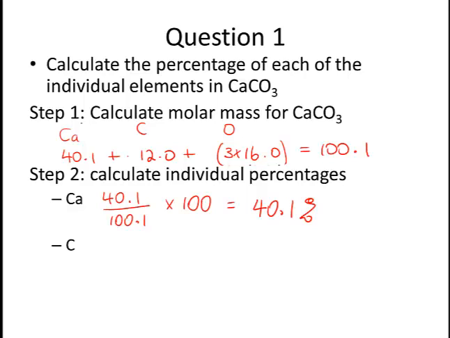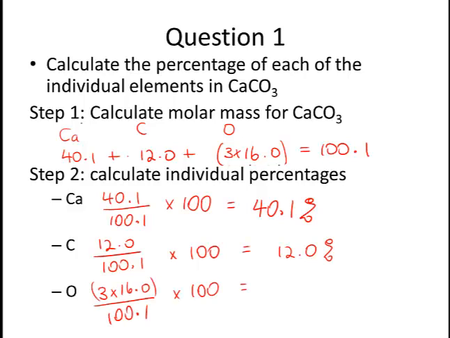Now let's do the calculation for carbon. 12 divided by 100.1 multiplied by 100 will give us 12%. And finally onto oxygen, of which there are 3 atoms in the one calcium carbonate. We multiply this by the RAM of oxygen, which is 16, divide this by 100.1, multiplied by the 100 to convert to a percentage, and we end up with 48%.